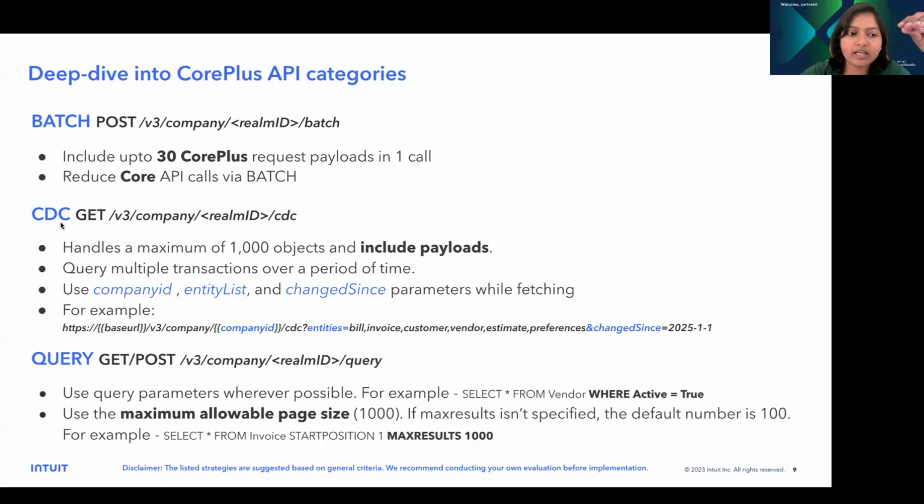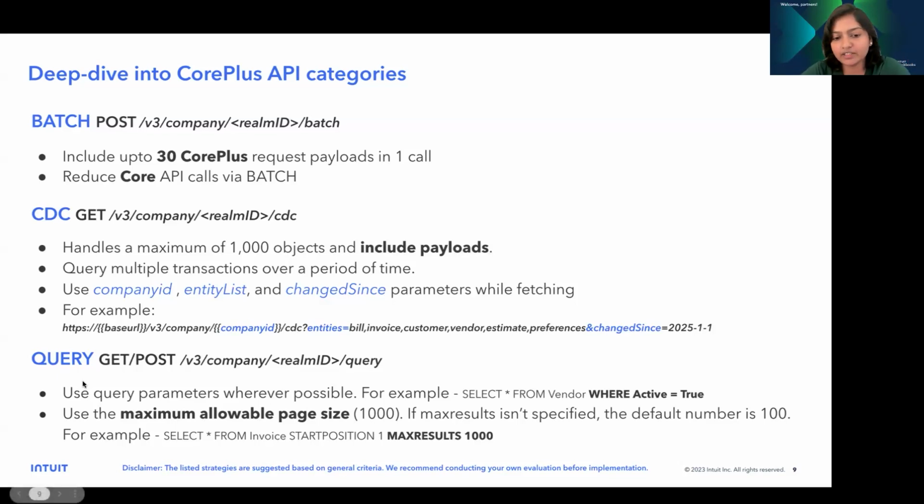Then we have change data capture. As you are aware, you can query multiple transactions over a period of time. When you query for the set of transactions, you also get the payload. So it's not just since when the entities have changed, but also the payload. It helps you get around 1,000 objects, and you can query multiple entities. So, for example, you need to read 50 bills, 50 invoices, 50 customer records. You just make one CDC call within a time frame and you get all the requests together.